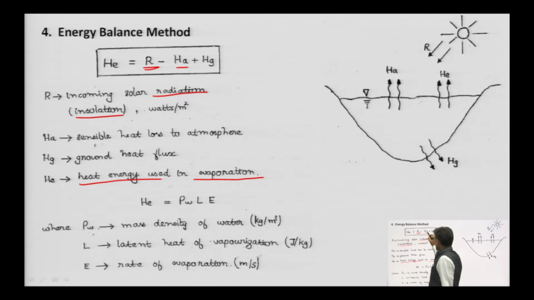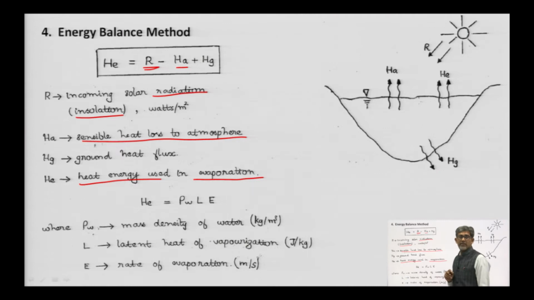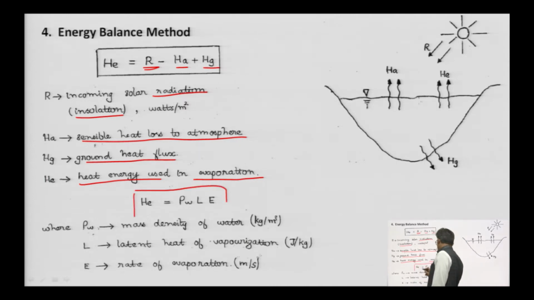Minus HA. HA is the sensible heat loss to the atmosphere, and Hg is the ground heat flux. The heat energy used in evaporation is given by this one equation.